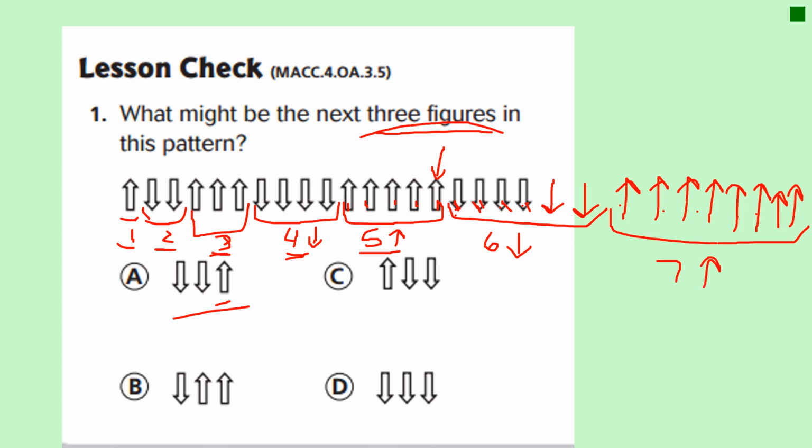Okay, so they're asking for the next three figures. Those are what you would draw next. A down, and an up. It's like a puzzle. Very fun. All right, let's keep going.